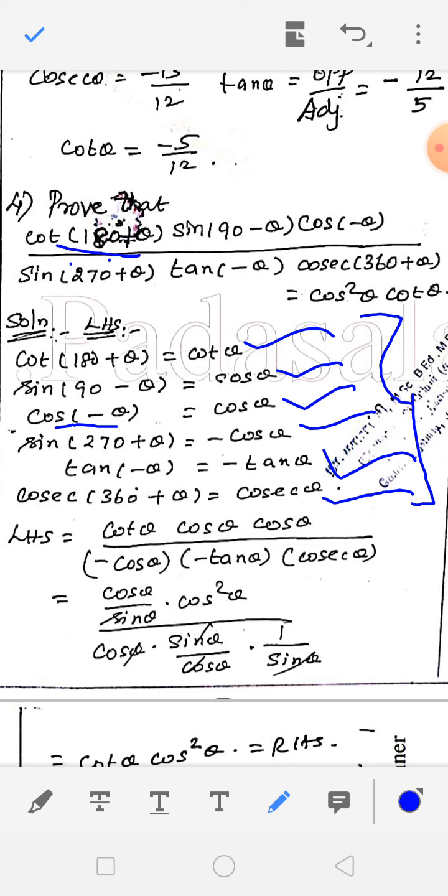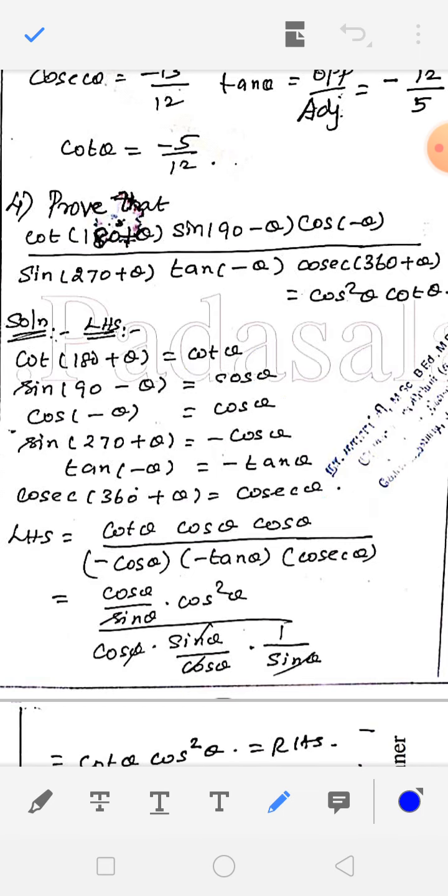So in the place of cot of 180 degree plus theta, the answer is cot theta. Substitute here. And in the place of sine of 90 degree minus theta, put cos theta. And then cos of minus theta, put cos theta. After substituting all the values, cot theta.